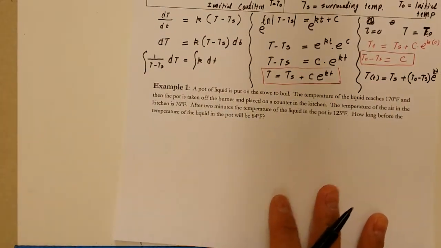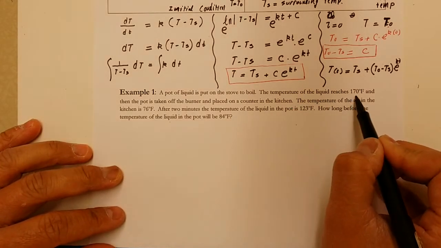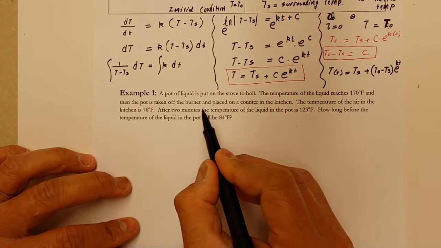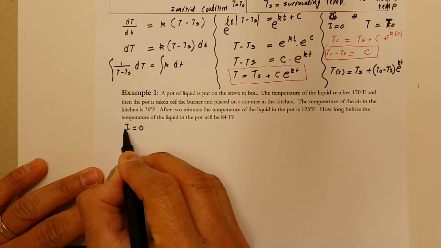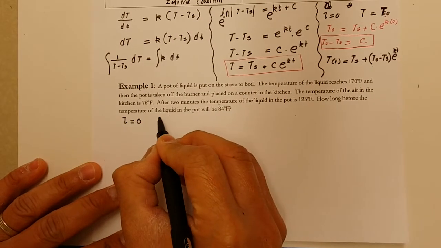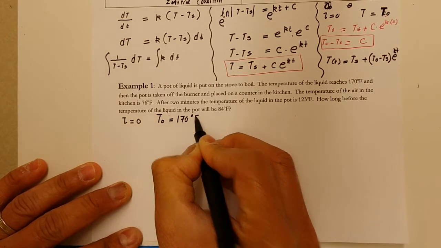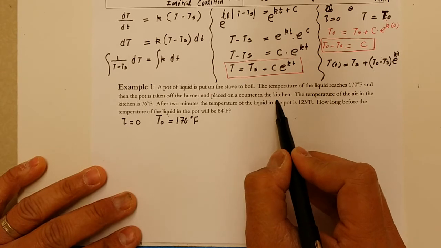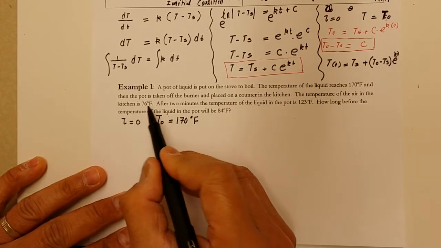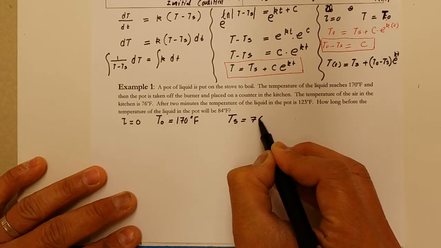Let me walk you through a problem. Let's say a pot of liquid is put on a stove to boil. The temperature of the liquid reaches 170, and then the pot is taken off the burner. So immediately when it was taken off the burner, that's when time started, so time equals 0. The temperature at time equals 0 is 170 degrees Fahrenheit. It is taken off and placed on a counter in the kitchen. The temperature of the air in the kitchen is 76. That tells us that our surrounding temperature is 76 degrees.